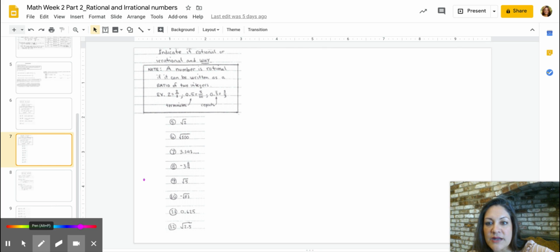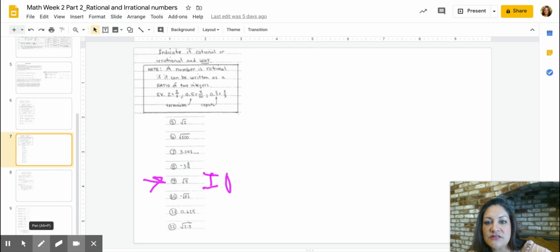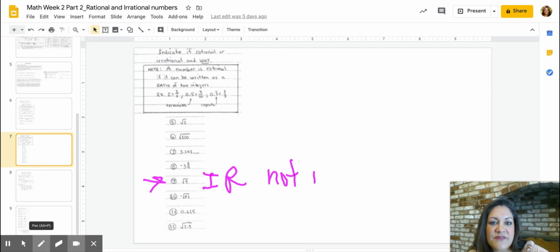Okay, square root of 5. It is irrational because it's not a perfect square. I'm just going to say not perfect square.